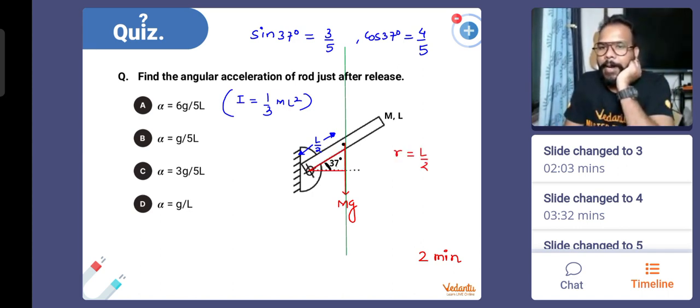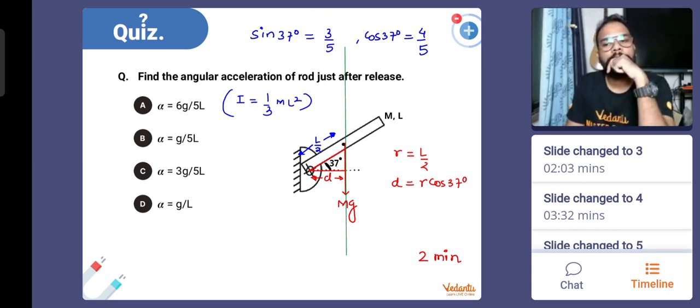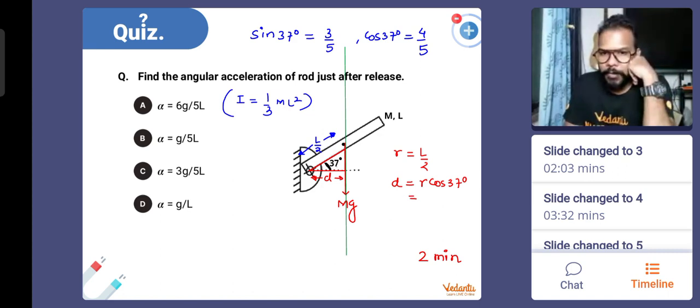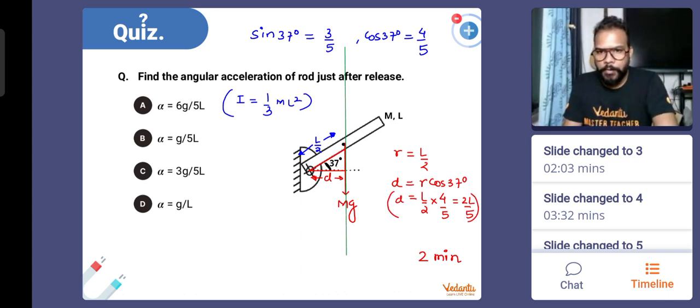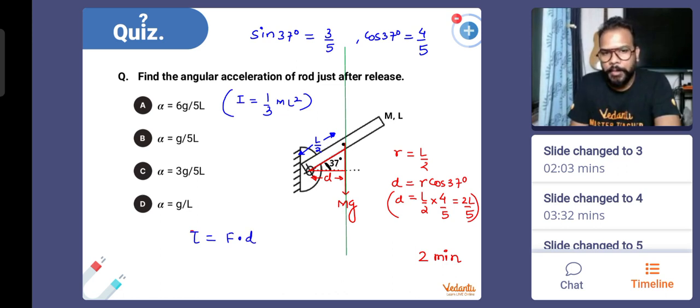Can I say R is L by 2 and this is D, the foot of perpendicular? D will be equal to how much? Can I say R cos 37 degree? Not sine, cos 37 degree. So this is L by 2, cos 37 degree is 4 by 5, so it is 2L by 5. So I have the foot of perpendicular now. So how do I calculate the torque? I calculate the torque by multiplying force with D, the foot of perpendicular.